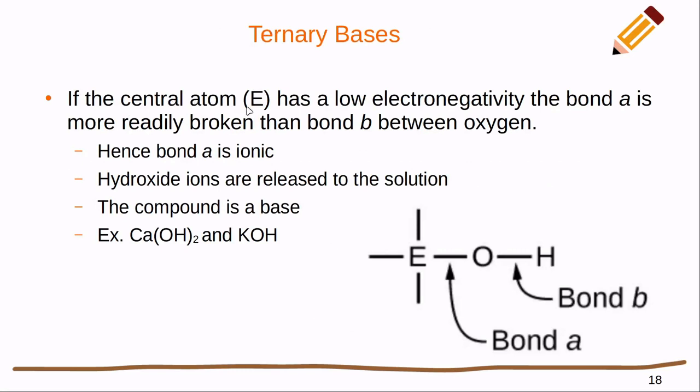If the central atom has low electronegativity, bond A is more readily broken than bond B, okay? Hence bond A here is ionic, and hydroxide ions are released to the solution. Okay, so this guy doesn't want to bond oxygen very tightly, so it is willing to break that oxygen atom bond there and produce a hydroxide.